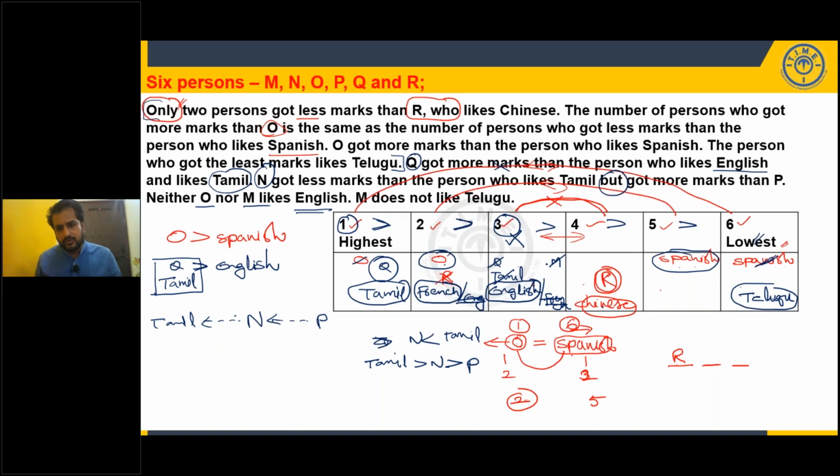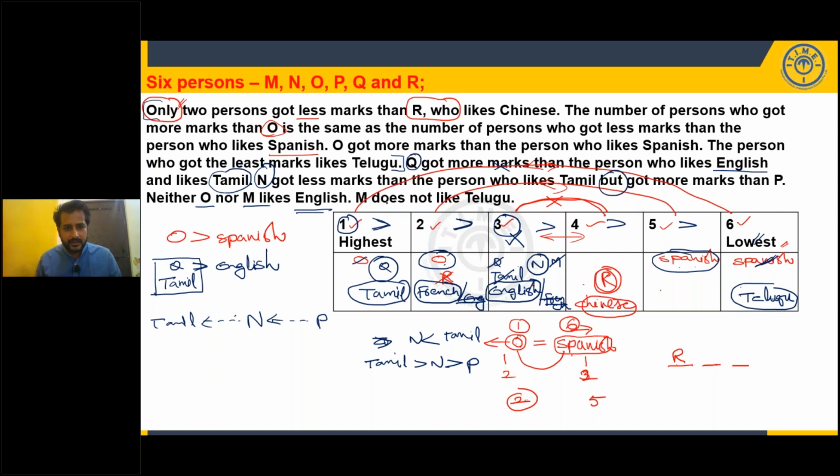So who must come? N or P. In this position, M will not come. Q, O, R are fixed already. So one of N and P. But it is known that N is greater than P. So the only position possible here is N. N is completed. Now we are left with M and P.